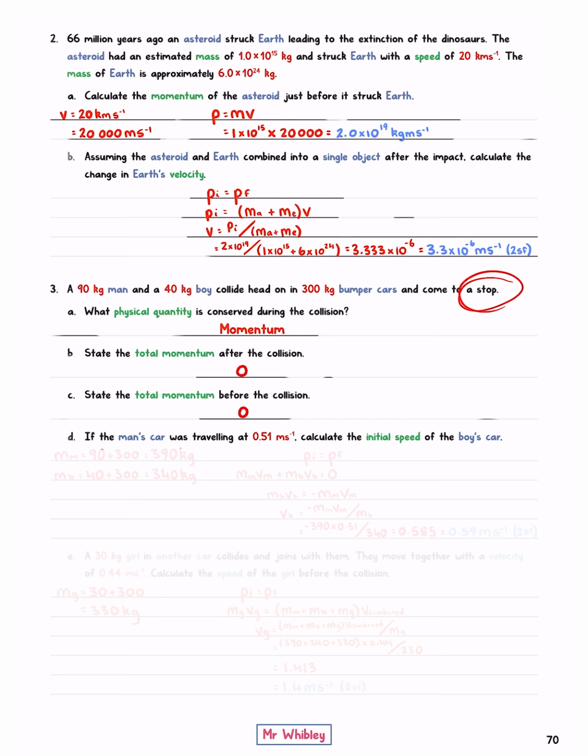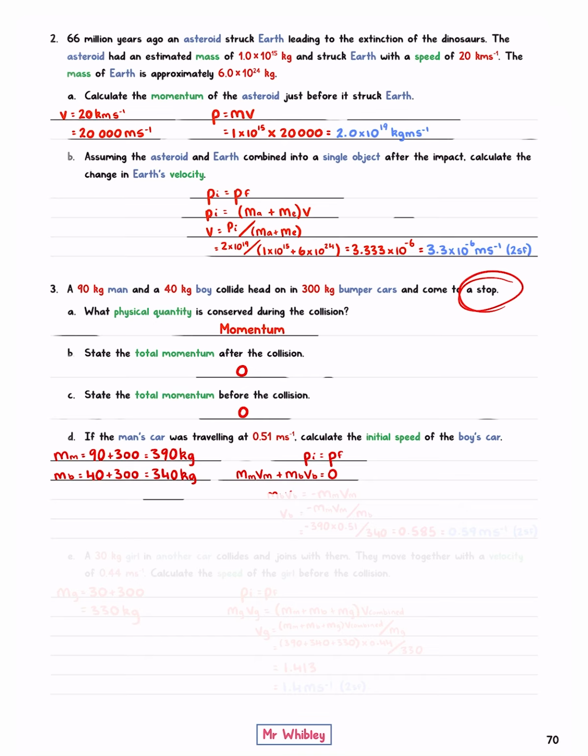We can first of all find our combined masses of our man and our boy by taking their masses and adding on the mass of the bumper car, which gives us 390 and 340 kilograms. And now, assuming that momentum is conserved, we know the initial and final momentums must be equal. Knowing that our final momentum is 0, because they come to a stop, we can write our initial momentum as the mass times velocity of the man and the boy.